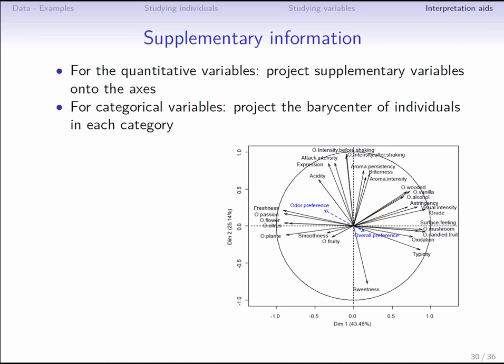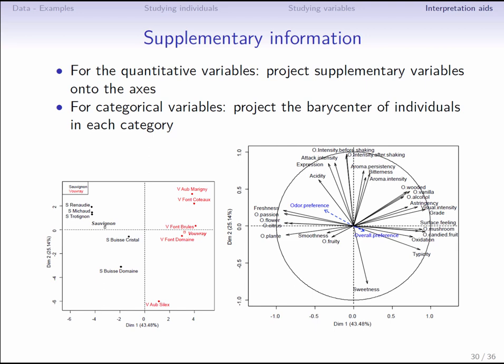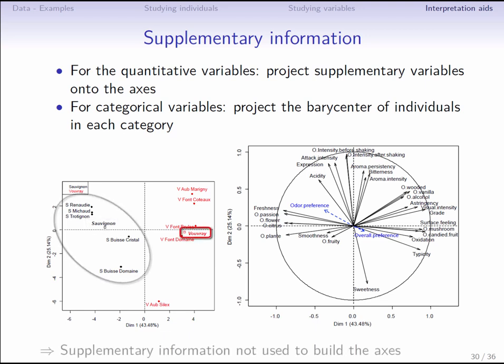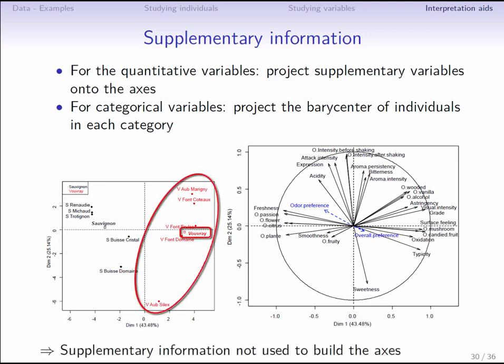For supplementary qualitative variables, we can project the center of gravity of individuals from each category. For the label variable, with categories Sauvignon and Vouvray, we put Sauvignon at the center of gravity of the 5 Sauvignon wines and Vouvray as the center of gravity of the 5 Vouvray wines.